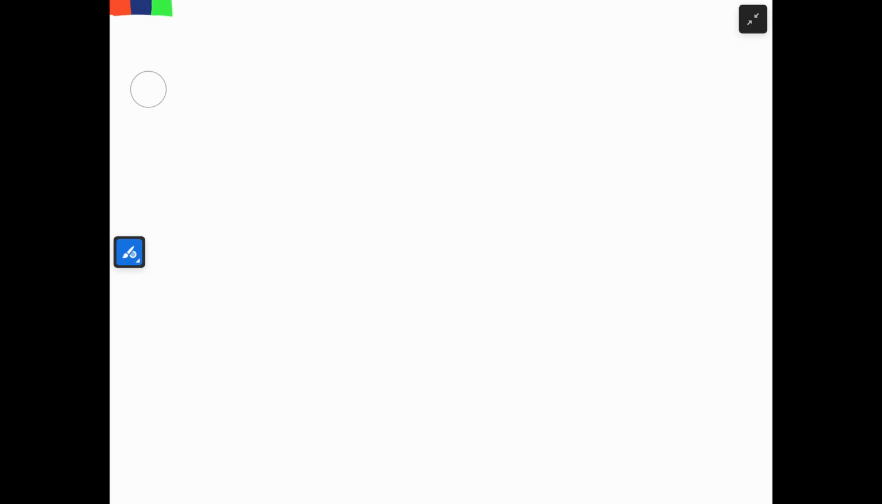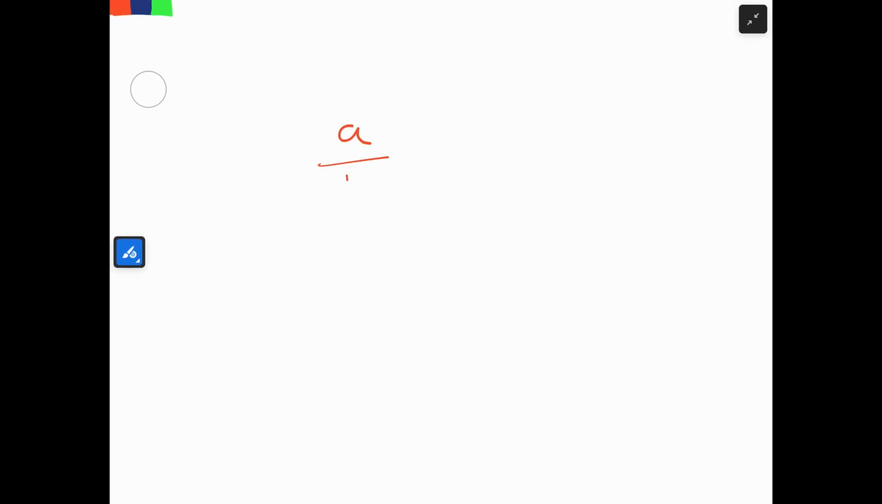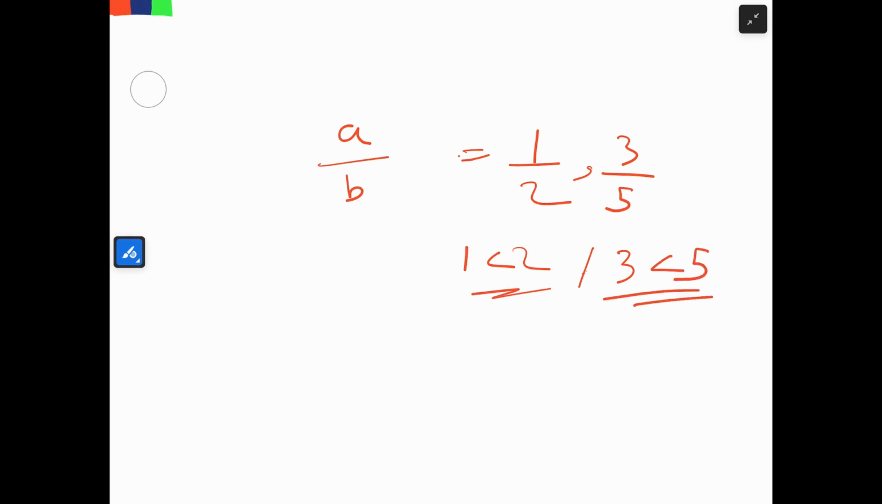Proper fractions are the fractions which have the numerator, for example a, smaller than their denominator b. For example 1 by 2 or 3 by 5, etc. Here you can see 1 is smaller than 2 and 3 is smaller than 5. So we can say that these are proper fractions.